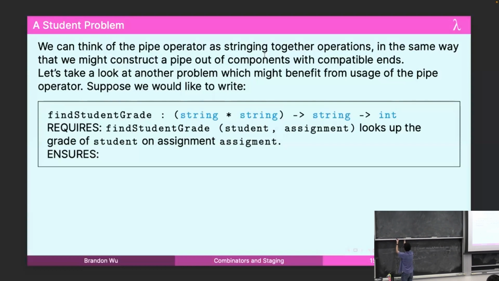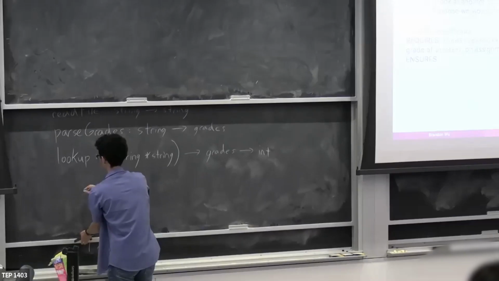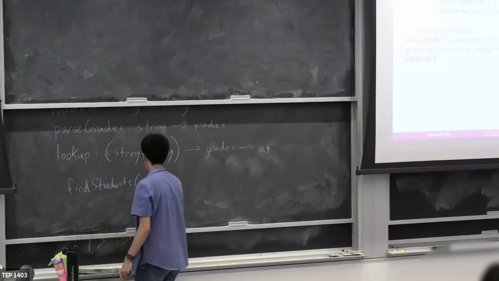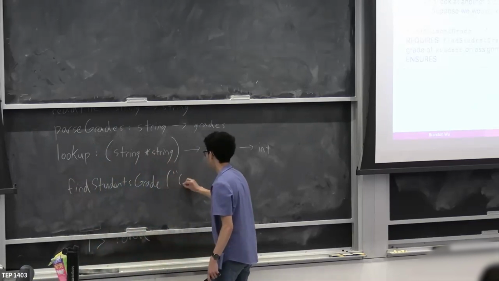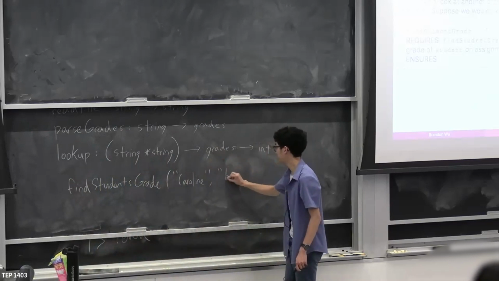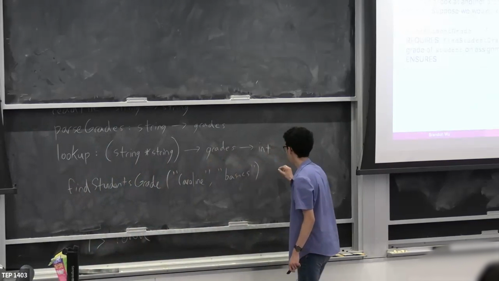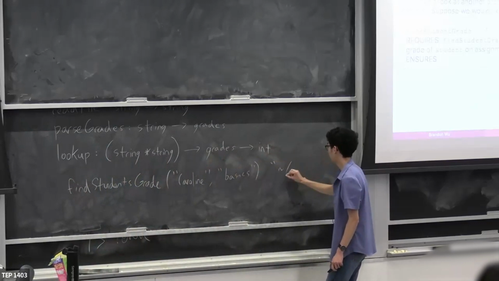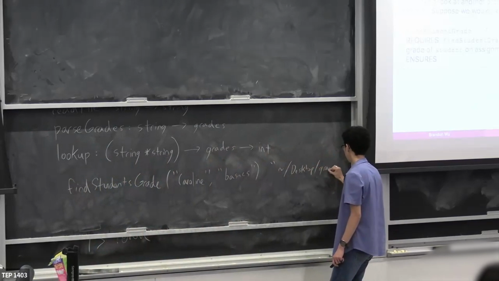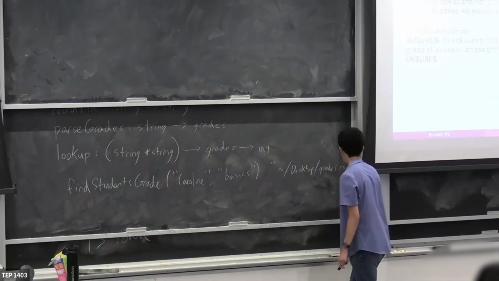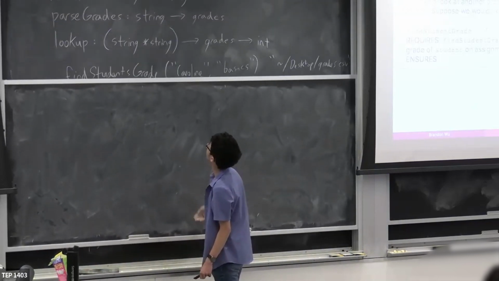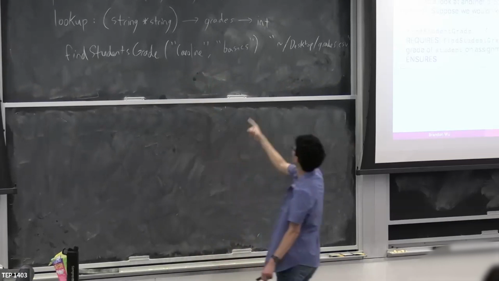I'm going to write up here actually. Let me do find student's grade, and I'm not going to pick on anyone in particular, so instead I'm going to cop out and write Caroline, basics, and then string tilde/desktop/grades.csv. I realize you can't see this anymore, but it doesn't matter. This is what we want to do. This is what we're going to try and do.